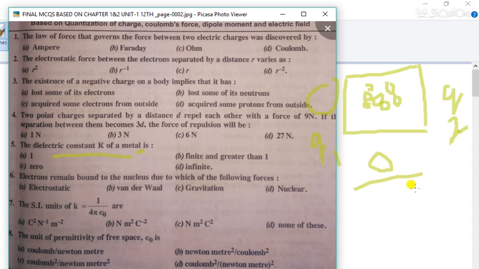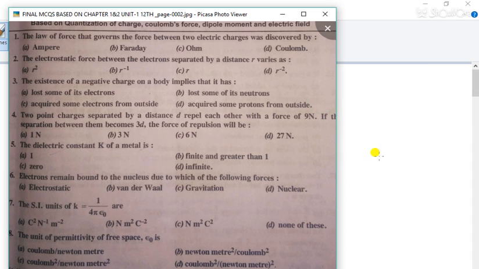So it will become zero when, as we know, the dielectric constant K is equal to the force in air to the force in medium.